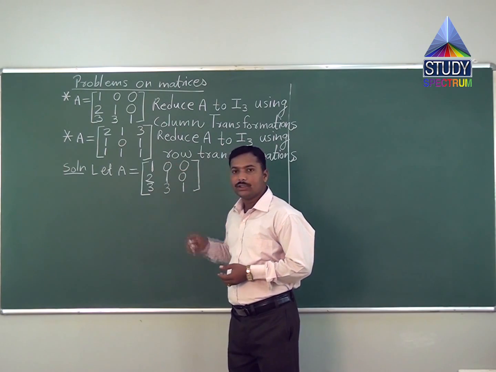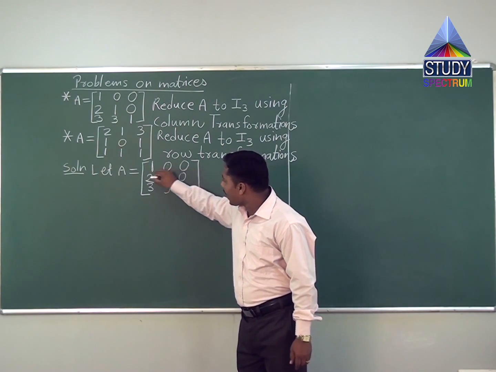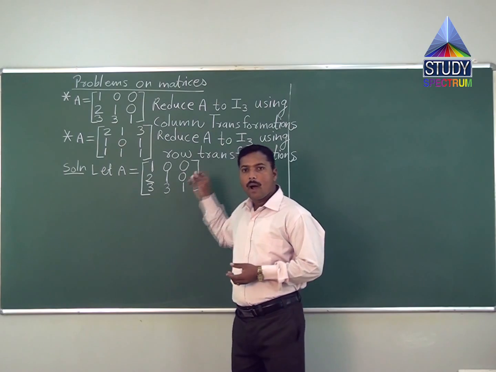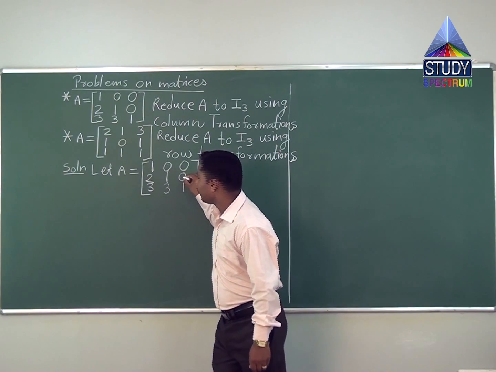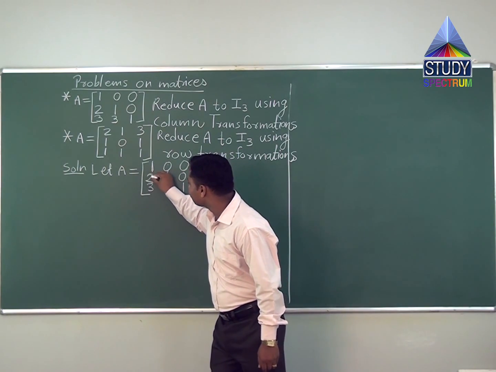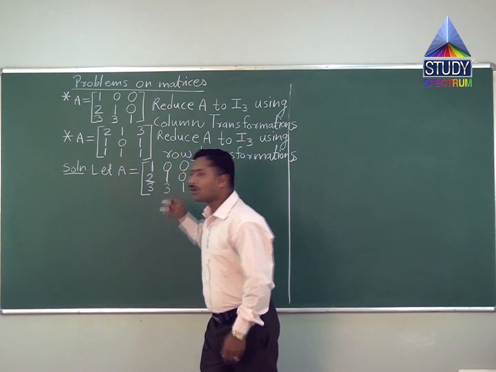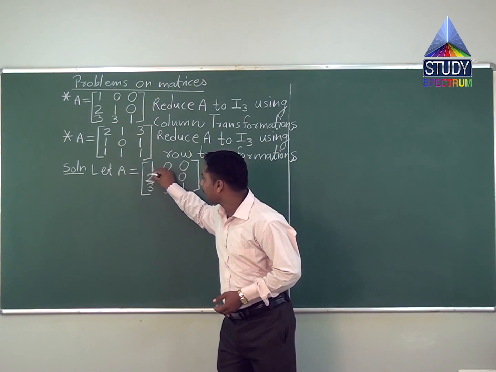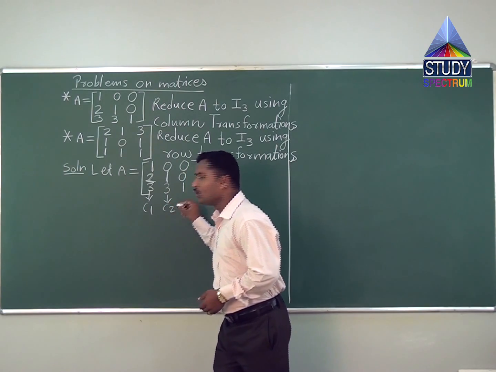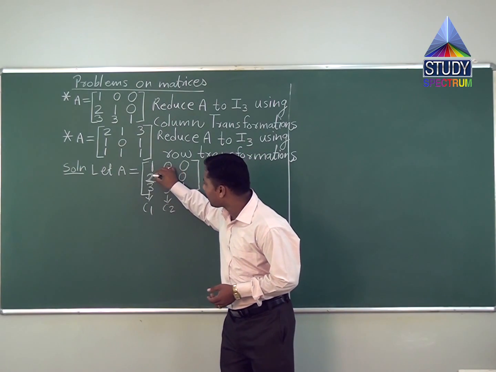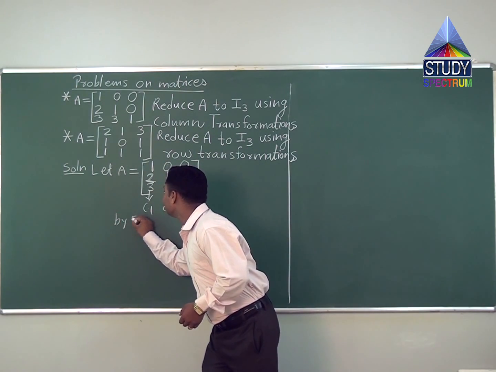Using this second diagonal number, we make this number and this number 0 using column transformation. Here is already 0, so we only make this number 0. This is the first column, this is the second column, so this is C1, this is C2. We want to make this number 0, that is in C1.